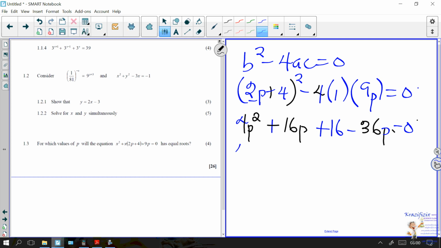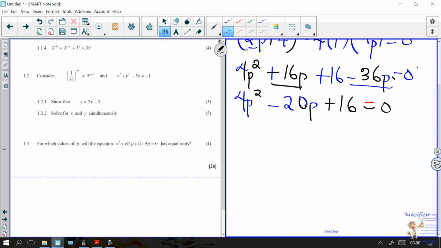Okay, so let's deal with this. 4p squared. Now 16p and minus 36p would give me negative 20p, plus 16 equals to 0. Do you notice again they are all multiples of 4? So p squared minus 5p plus 4 equals to 0. I hope that makes sense. Divide through. Do we have product here? What are the two things that when I multiply will give me 4? I have 4 and 1. So minus 4 and minus 1.